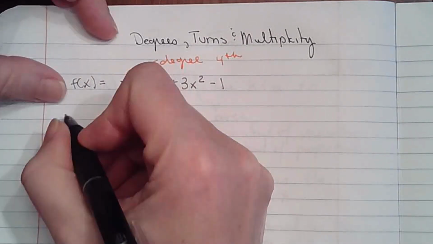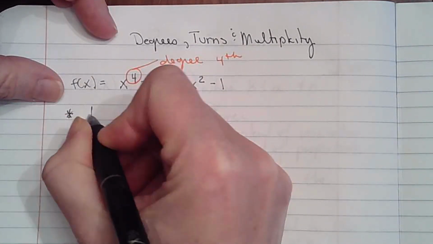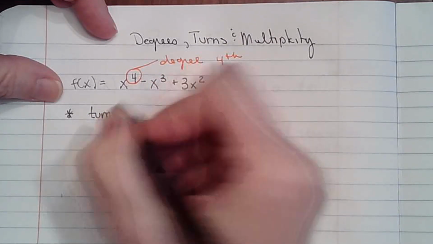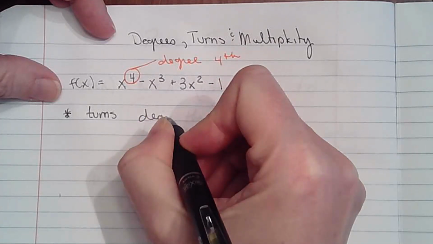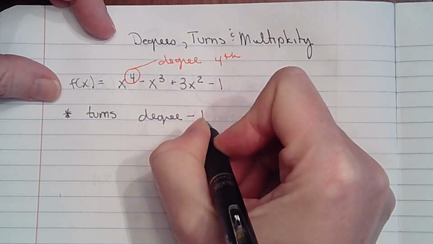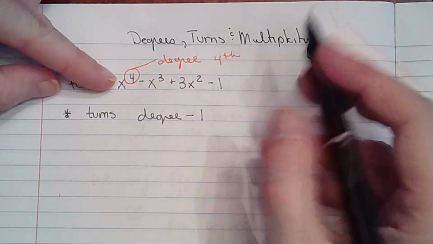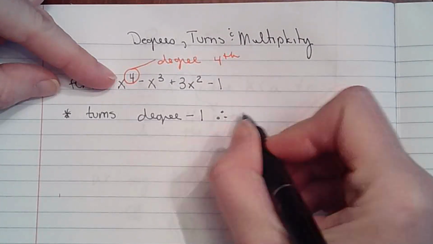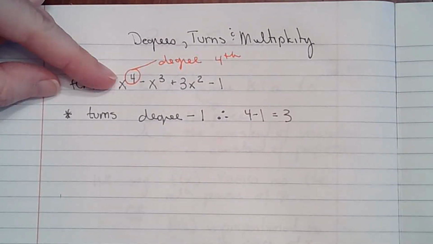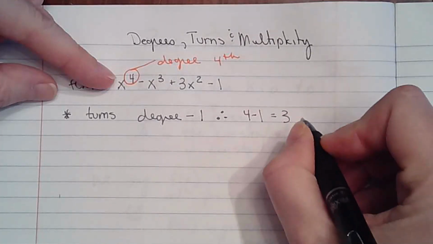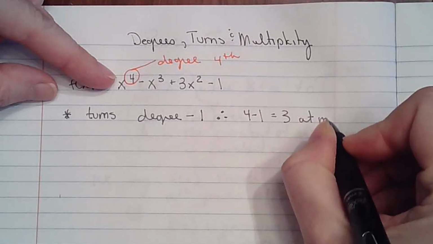The amount of terms that can happen in the polynomial would be the degree minus 1. So in our case, we would have 4 minus 1 equals 3. Now that doesn't mean it has to have 3. That means at most it can have 3. So I'm going to write 3 at most.